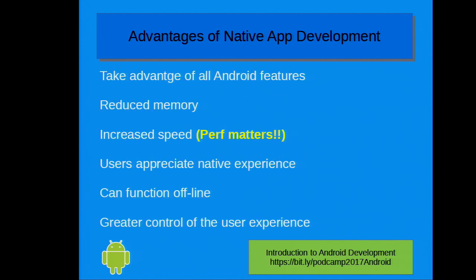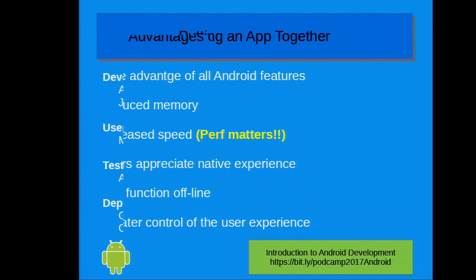The advantages of native app development: you reduce memory use, you take advantage of speed, users appreciate native experiences, apps can function offline, and you have greater control of the user experience. For instance, with React Native, one of the issues where it has really been falling down is the frame rate, because of how React Native is structured. It introduces an extra CPU load, which means the CPU has to do more, which means you can't render the screen as quickly, which means you get a lot of dropped frames and end up with what they call a janky app.